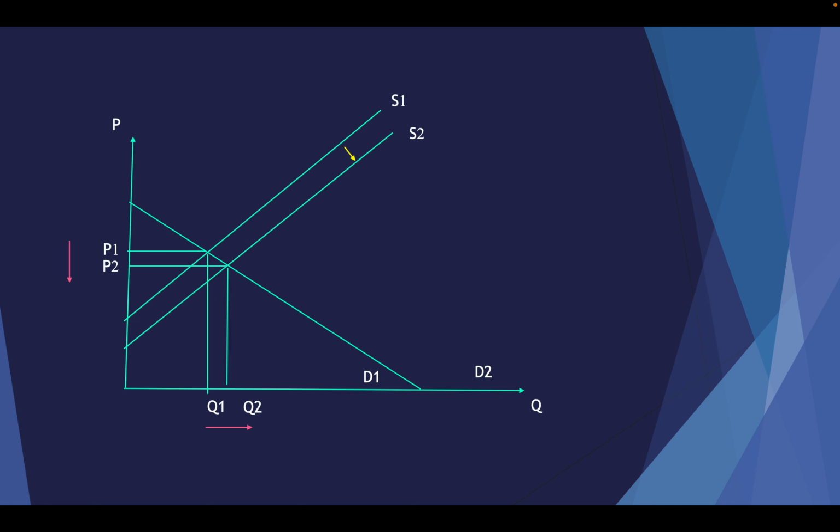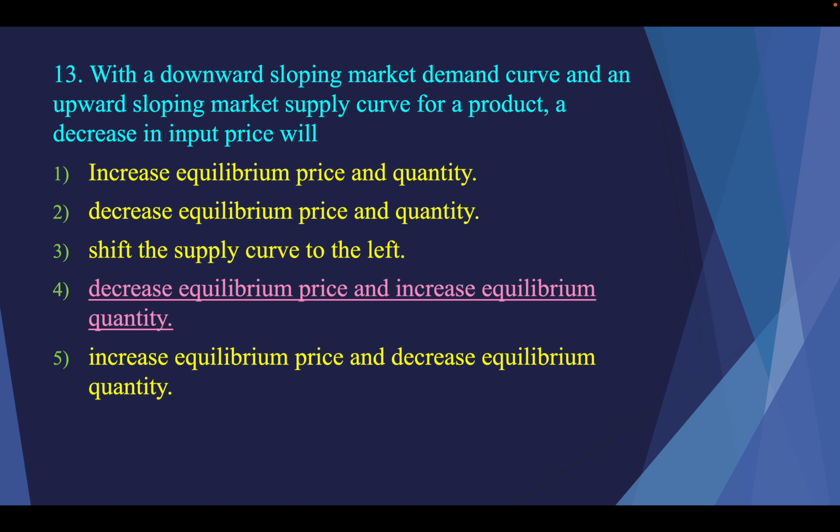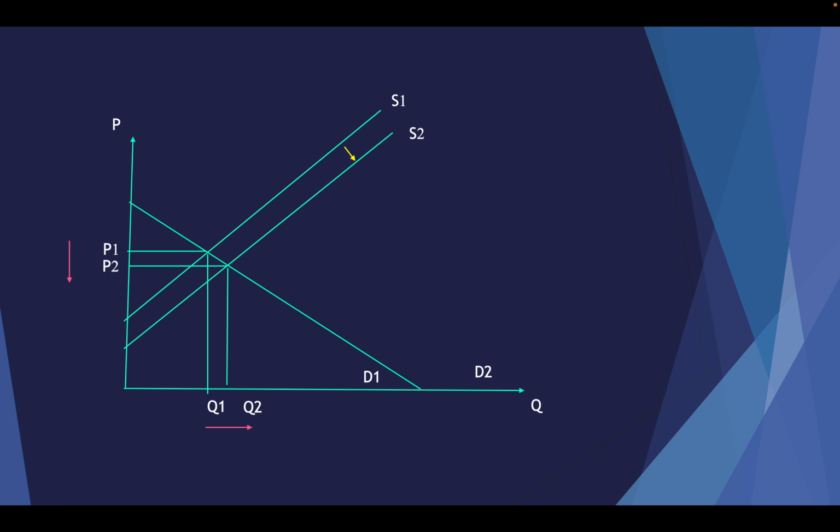Decrease in input price. First of all, we should learn what the inputs are. They are the production resources, that means factors of production: land, labor, capital, entrepreneurship. Prices are decreased, which means the cost is low for the supplier, so the supplier likes to supply more. That's why the supply curve shifts rightward, the price decreases and the quantity increases. So the equilibrium price decreases and the equilibrium quantity increases here.